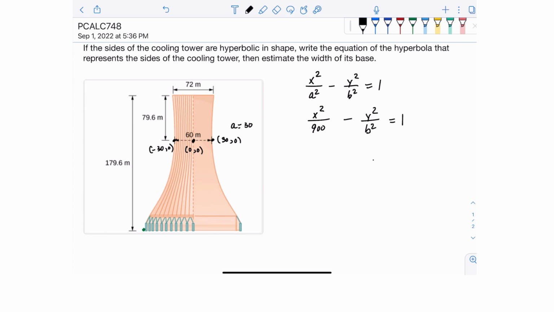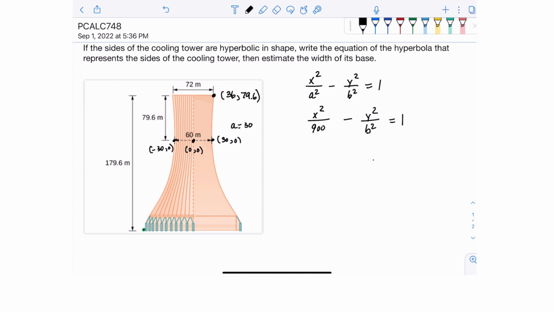So what other dimensions on the figure that are given here are going to give us that information? Well, we don't have foci, so we can't use the relationship a squared plus b squared equals c squared. But we do know that the top of the tower is 72 meters wide, and that's at a height of 79.6 meters from where we position the center. So that means this point right here is (36, 79.6), and the one on the left-hand side is (-36, 79.6). We only need 1 point.